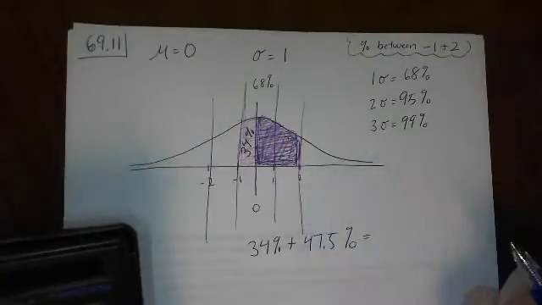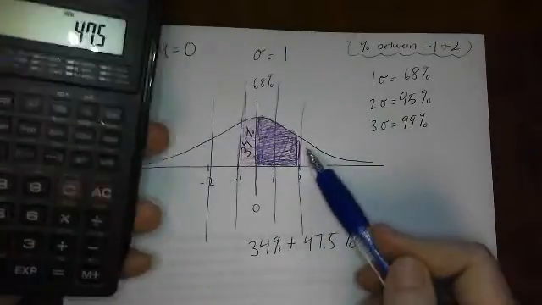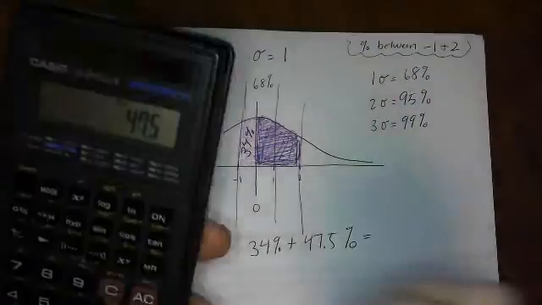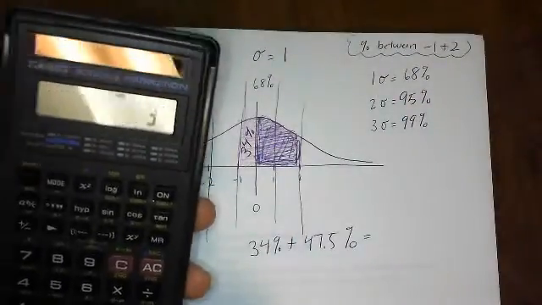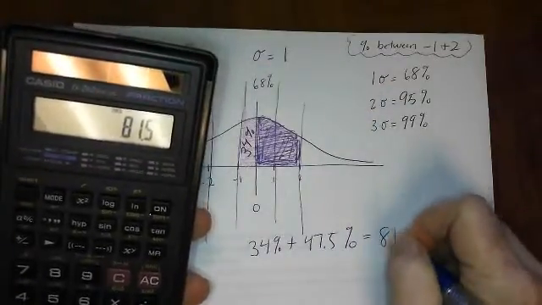Well, the little hint said if I add them up, that's going to give me the whole shaded area between -1 and 2. So let's add 34 and 47.5. And I got 81.5%.